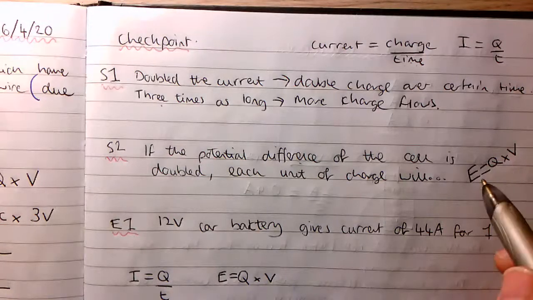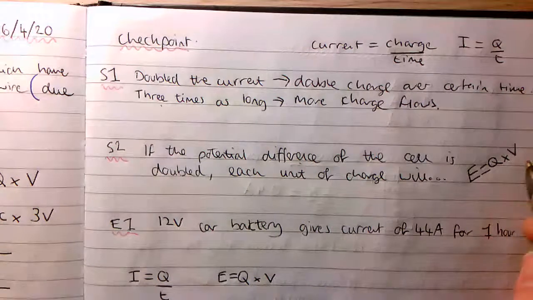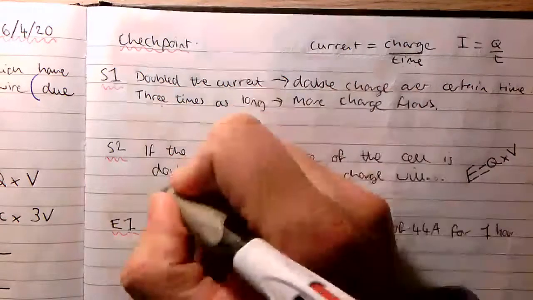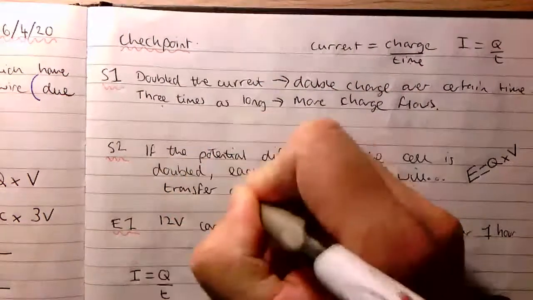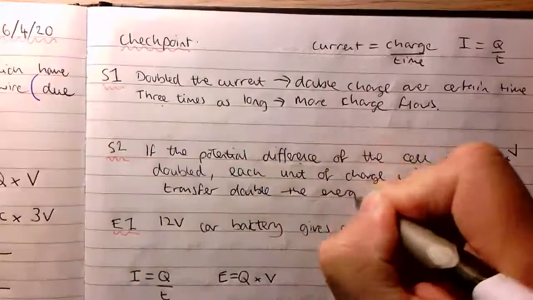What they're saying is, explain what happens to the charge flowing in a circuit when the cell is replaced by one with double the potential difference. So if the potential difference is doubled, that means that each unit of charge will transfer double the energy.